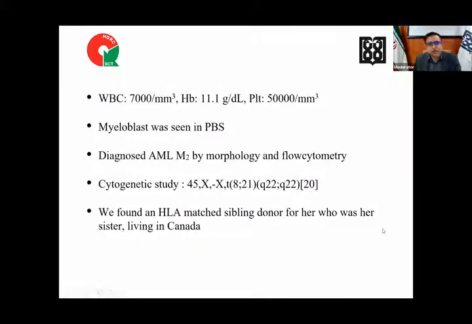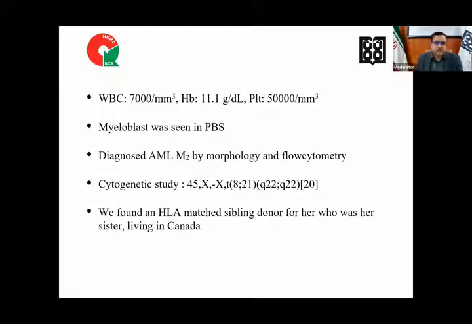Her CBC showed mild anemia and thrombocytopenia. We examined the peripheral blood smear, and some myeloblasts were seen. Based on her bone marrow aspiration, morphology, and flow cytometry, the diagnosis was AML-M2. Cytogenetic study demonstrated deletion of chromosome X and translocation between chromosome 8 and chromosome 21.